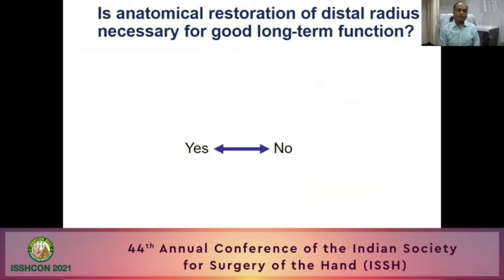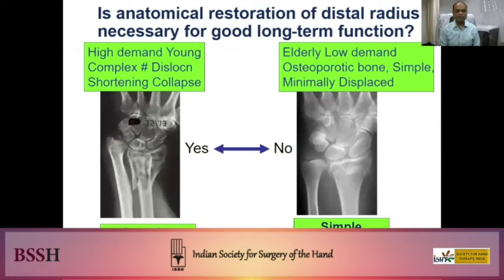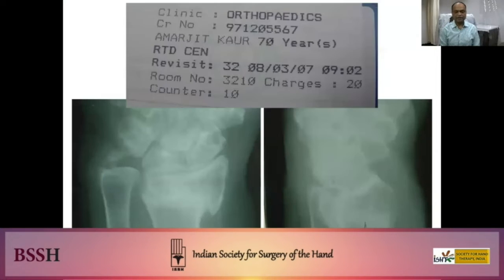So is anatomical restoration of the distal radius, as we talked about in the last slide, necessary for all fractures? I would say yes and no. In high demand, young patients with complex fractures with shortening and collapse, we should try to restore anatomy. While in elderly low demand individuals with osteoporotic bone and minimally displaced fractures, we may try non-operative treatment.